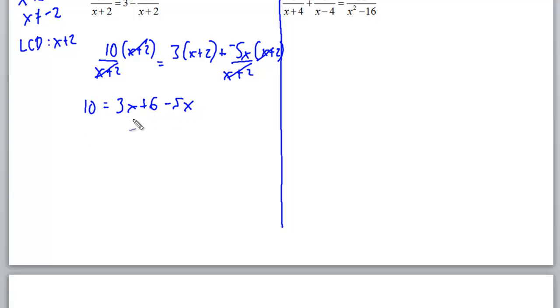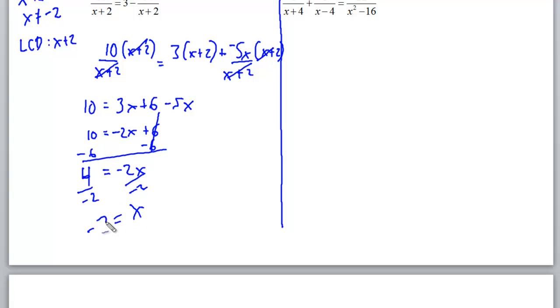Do some simplification. I'm going to combine these two here to make a total of -2x plus 6 equals 10. I'm going to subtract the 6 from both sides. Awesome. That makes +4 equals -2x. And then I get an answer when I divide by -2. I get an answer of x is equal to -2.